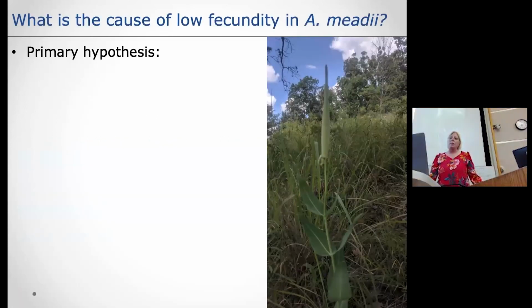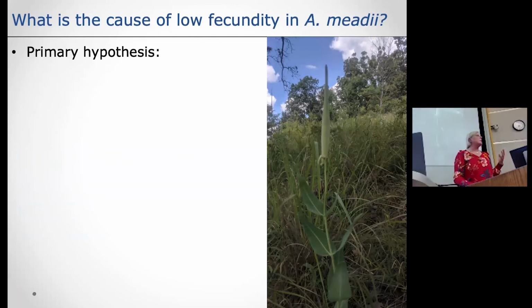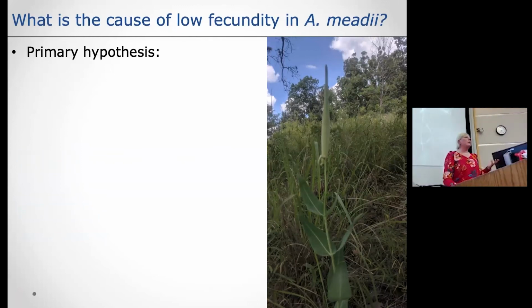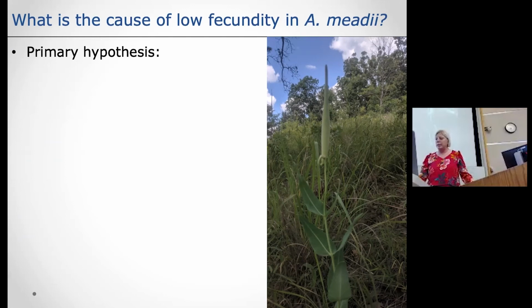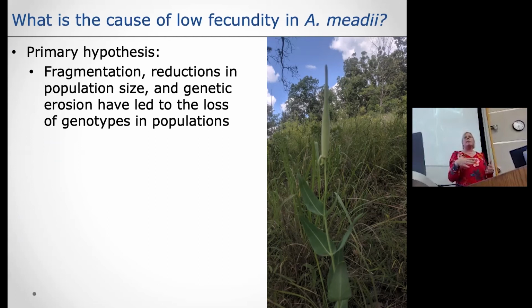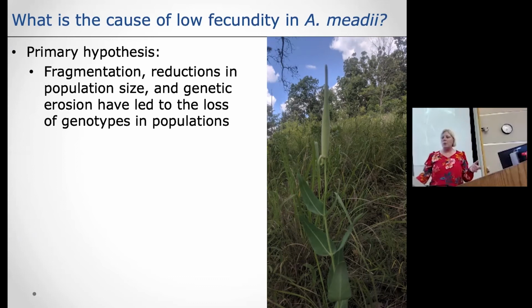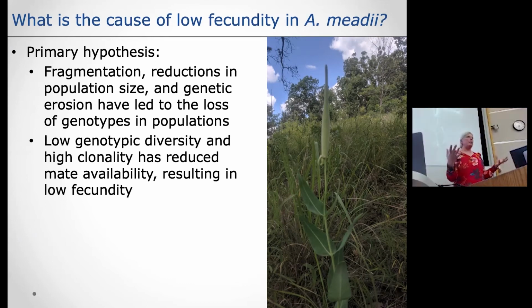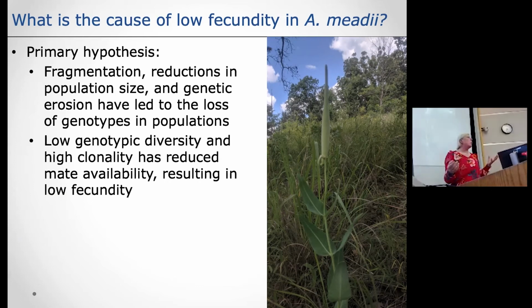There's a hypothesis that was asserted in the literature a long time ago about the cause of low fecundity, and it's essentially a genetic hypothesis. The idea is that the fragmentation of the prairie, declines in population size, and then loss of genotypes in the population have gotten to the point where you just have very few genotypes. And because the species is clonal and self-incompatible, this has led to the point at which the species essentially has no available mates in the population. So essentially it can't reproduce because there are no compatible mates.